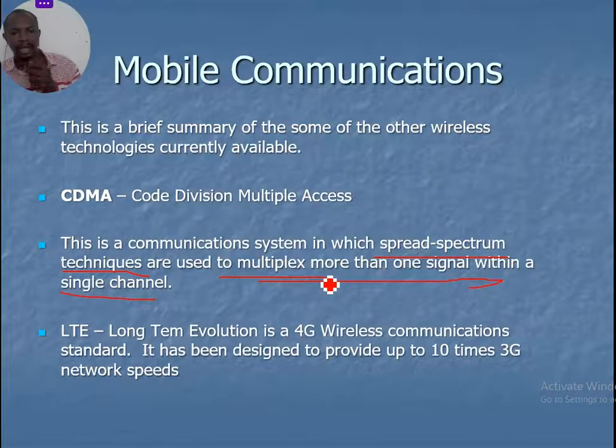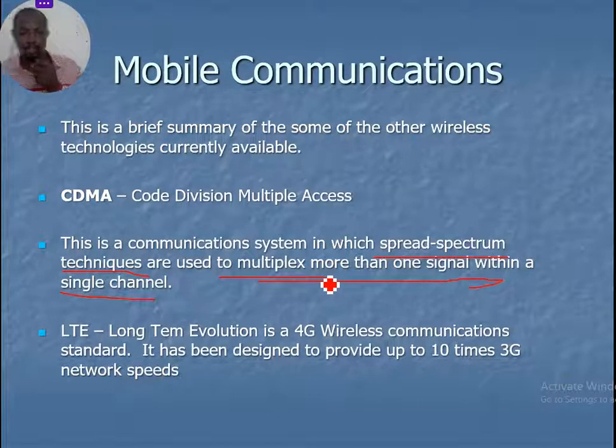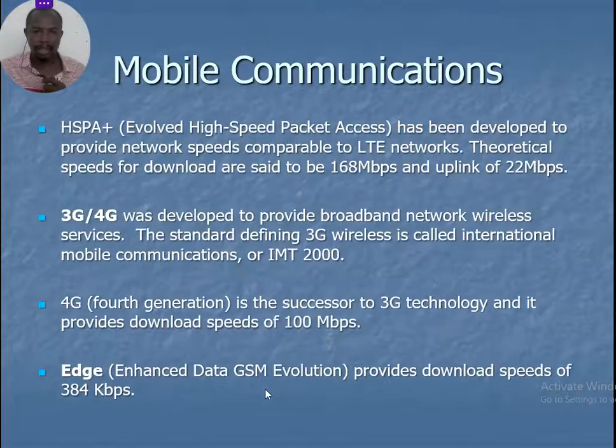LTE is used with the 4G wireless communication standard, and it has been designed to provide up to 10 times the 3G network speed. The 4G, fourth generation mobile networks, is designed and developed to operate at much better speed than the 3G networks. Is that okay? Now let's move on.